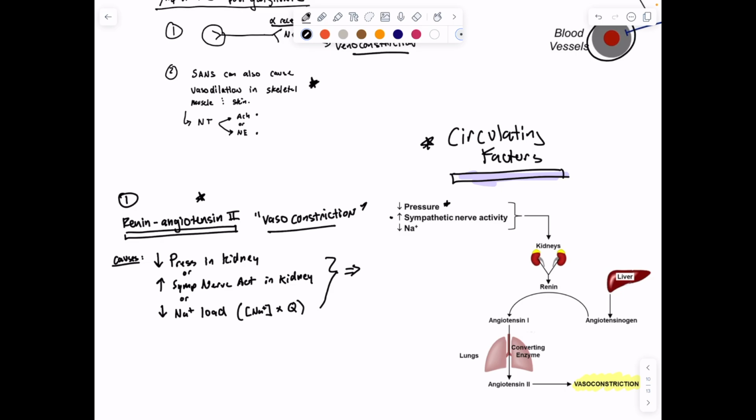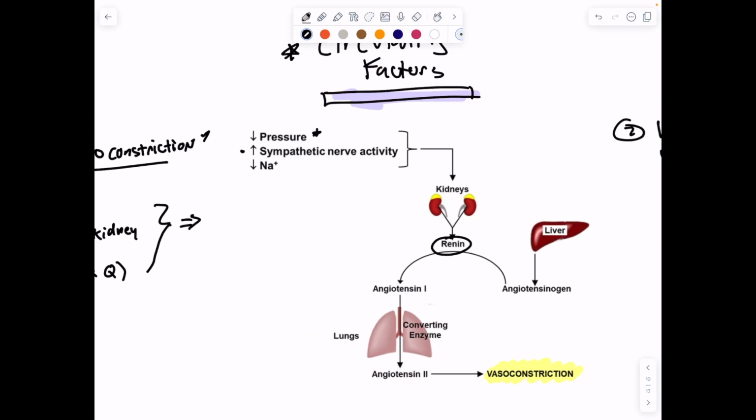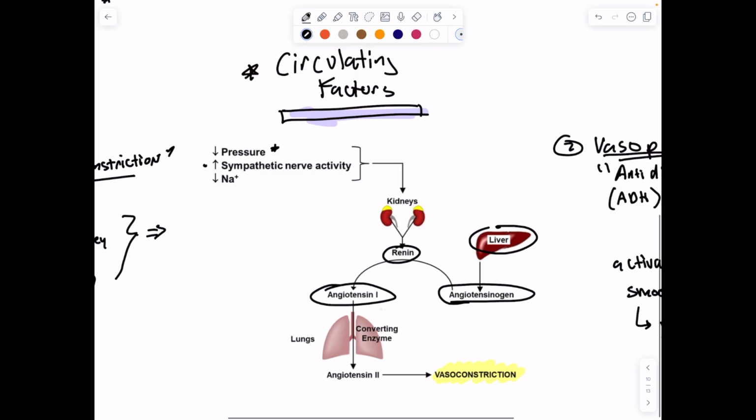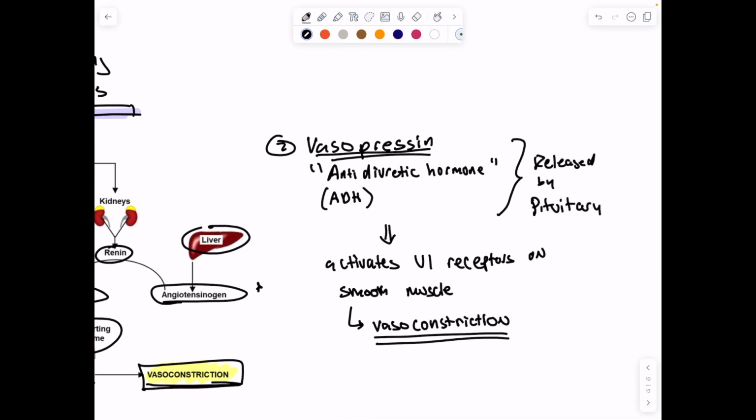But basically, once this pathway has been triggered, the kidneys are going to release renin. Renin is going to convert the angiotensinogen released by the liver into angiotensin 1. Angiotensin 1 is going to be converted by the converting enzyme in the lungs to angiotensin 2. Angiotensin 2 is going to cause vasoconstriction. All right, so kidneys release renin. Renin is going to convert angiotensinogen to angiotensin 1, angiotensin 1 to angiotensin 2. Angiotensin 2 causes vasoconstriction.